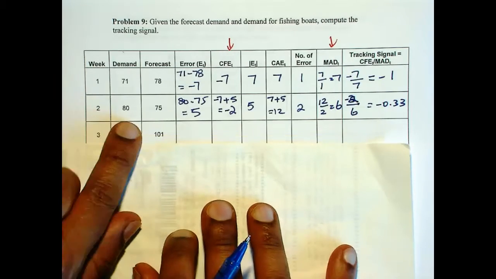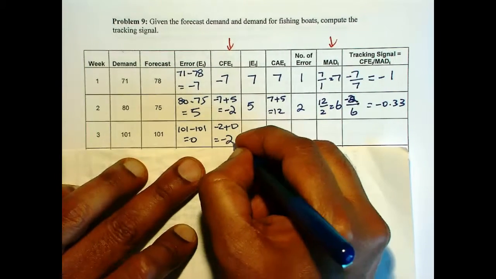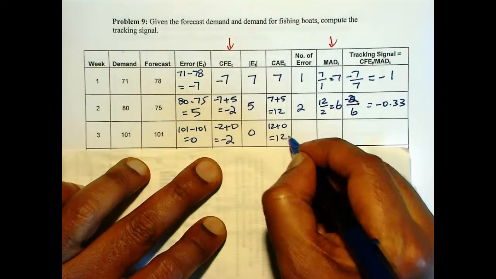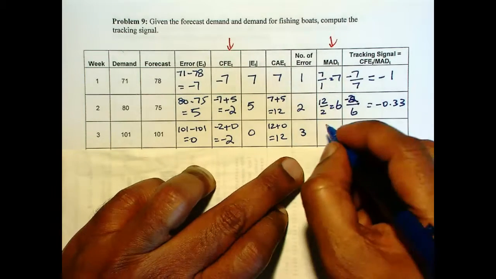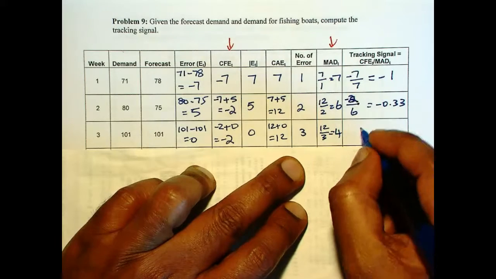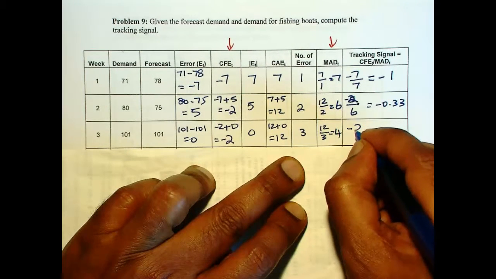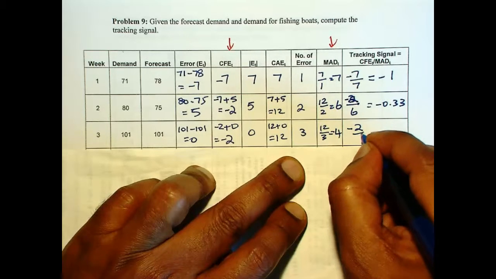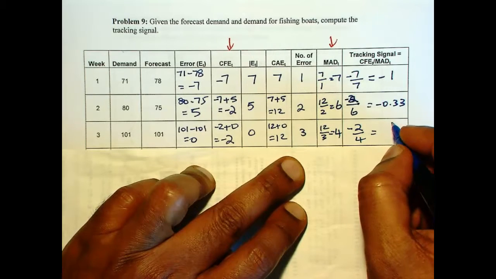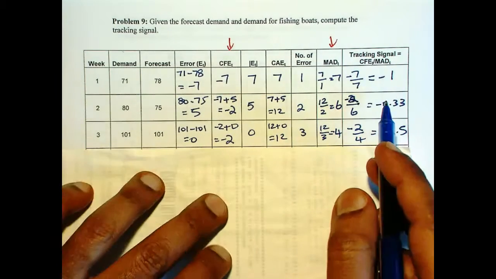Now the third period, we start out with the forecast and at the end of period 3 we have the actual. So now we have 101 minus 101, which is 0. Minus 2 plus 0 is minus 2. Now we have 3 errors in it. So 12 over 3 is 4, and then minus 2 over 4 is minus 0.5. So up to this point it's pretty good. It's close to 0. It's not too big.